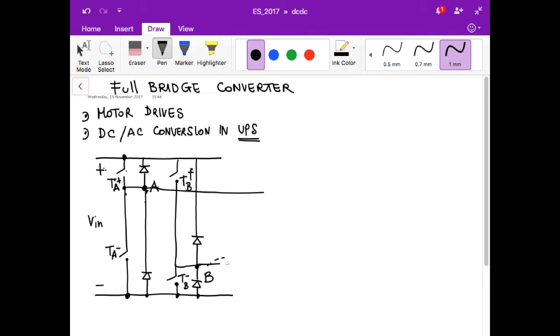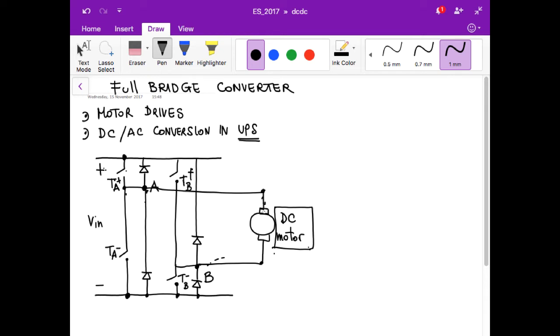Now, these two points, A and B, are connected to the motor drive. So here we have a DC motor, which requires a DC power supply. A DC motor is typically used for a fan to dissipate the heat in a computer, for example, or in an actuator. They typically are DC motors.